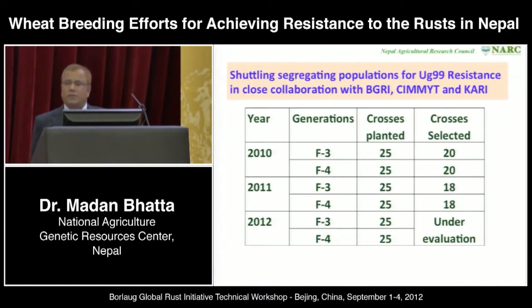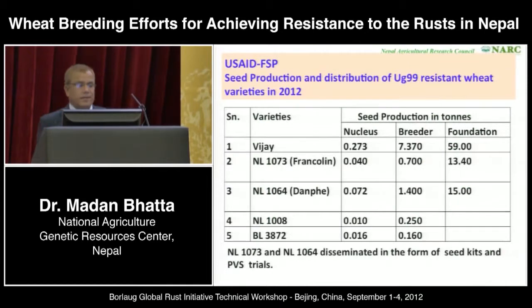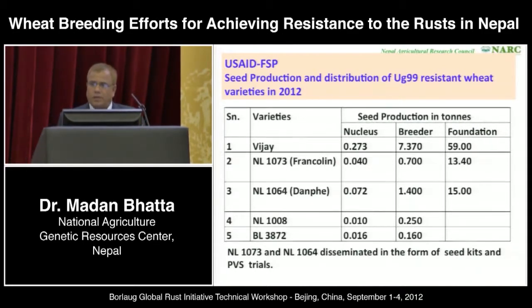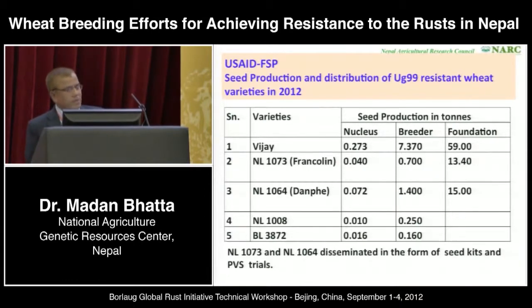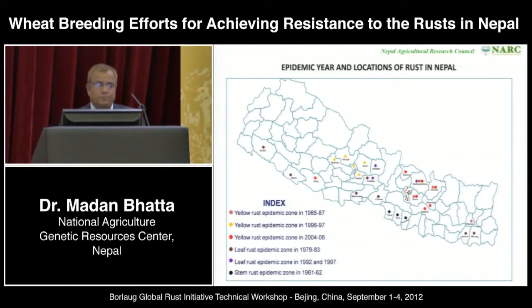Now we are segregating populations in Kenya. With the support from the USAID Famine Seed Project, we identified Ug99 resistant, also stripe rust resistant varieties, and with the help from private seed companies, we produced enough quantity of seed that was distributed through extension offices in the form of participatory varietal selection and seed kits.